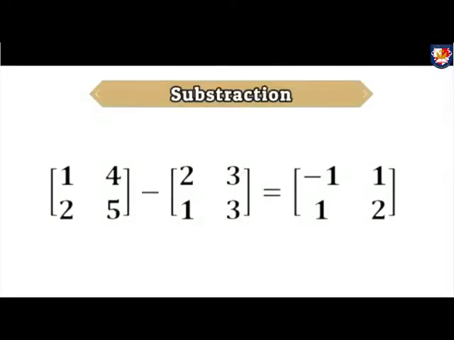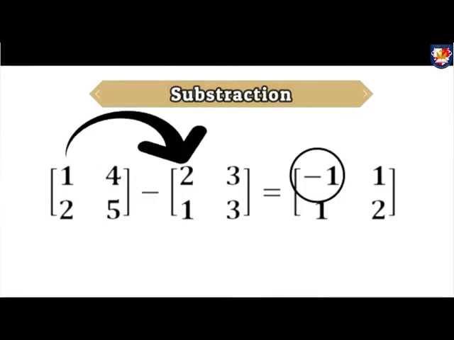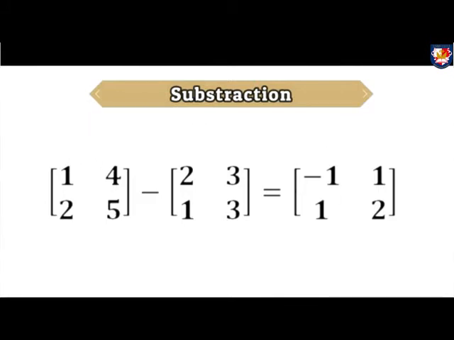For example, there are two matrices. The first rule is they have to be the same size. So 2 by 2 and 2 by 2. Remember, and then you operate with subtraction on corresponding elements. So 1 minus 2 equals -1, 4 minus 3 equals 1, 2 minus 1 equals 1, and 5 minus 3 equals 2.